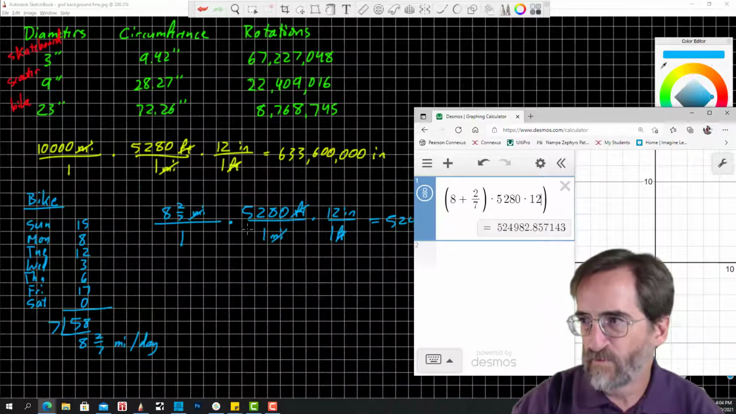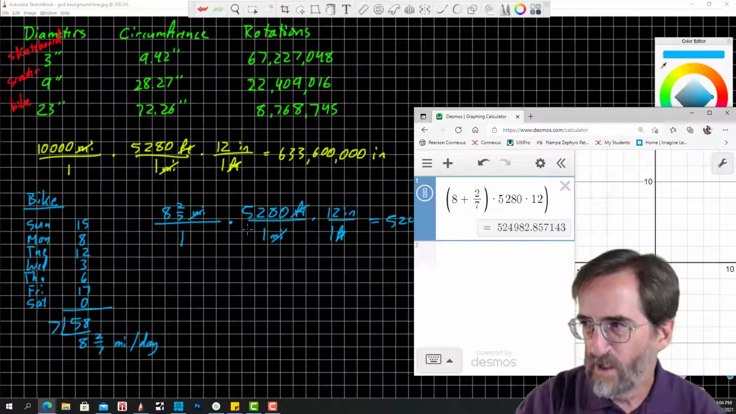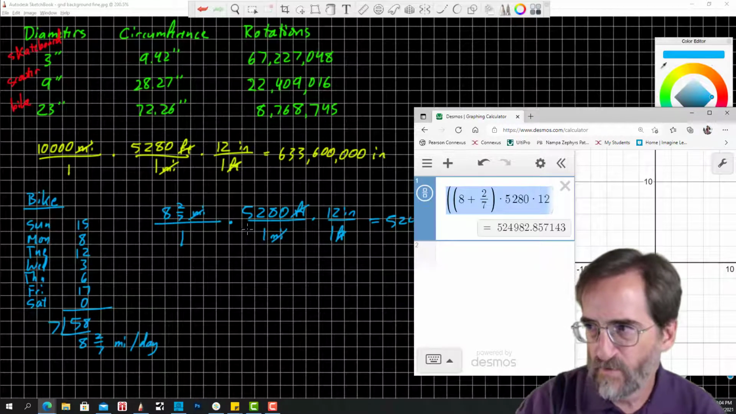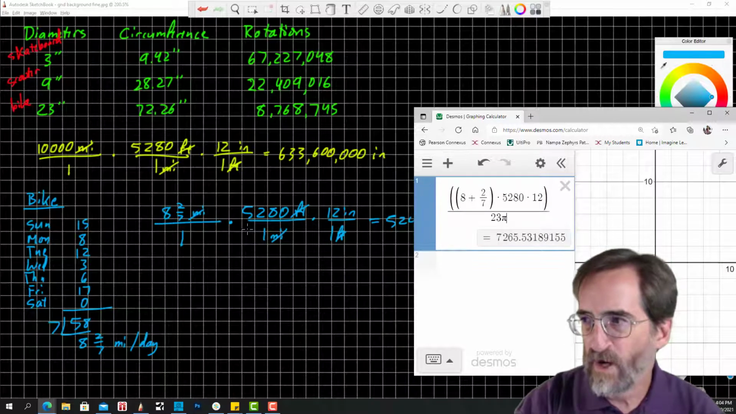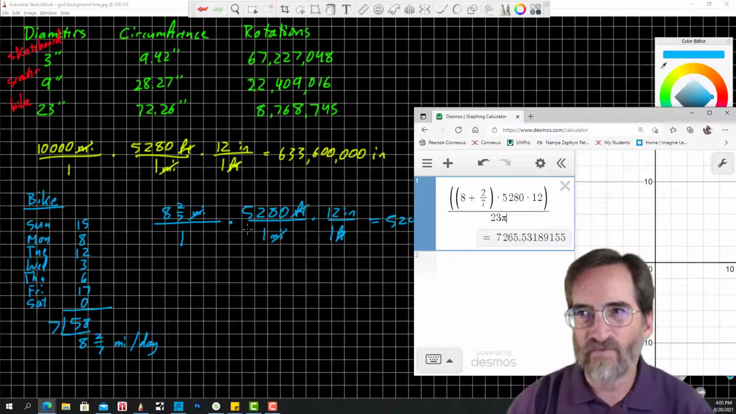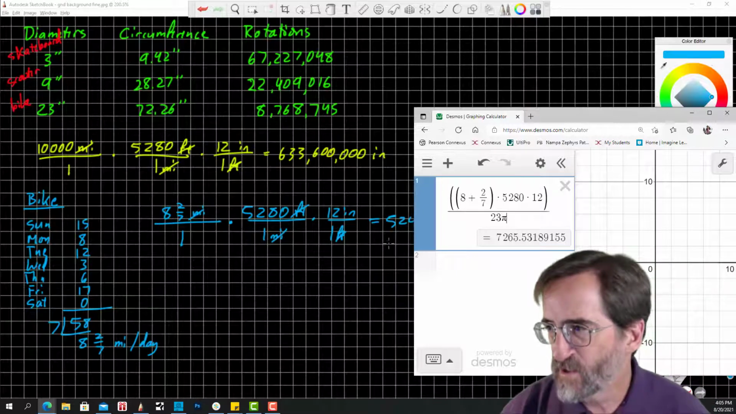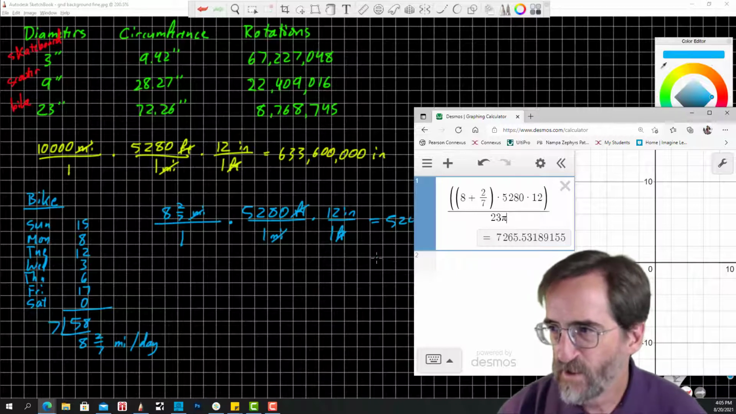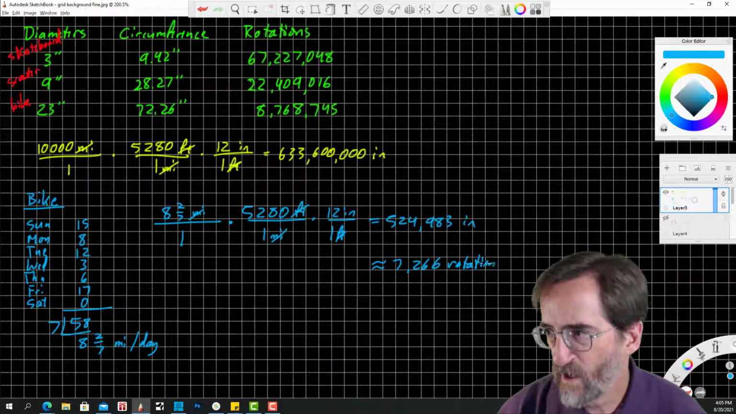So I'm going to put parentheses around the whole thing. And actually, I'm just going to select all and divide. And I'm going to divide by 23 pi. Or I could divide by 72.26. And I get 7,266 rotations per day. Okay.